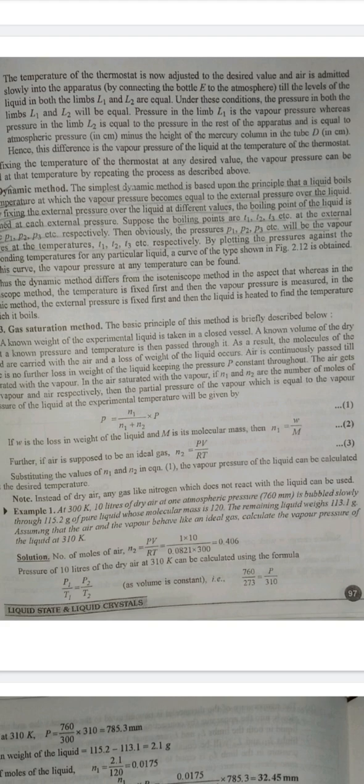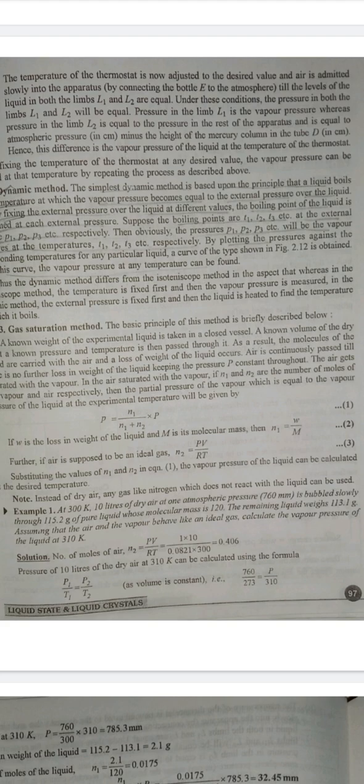The temperature of the thermostat is now adjusted to the desired value and air is admitted slowly into the apparatus by connecting the bottle E to the atmosphere till the levels of the liquids in both the limbs L1 and L2 are equal. Under these conditions, the pressure in both the limbs L1 and L2 will be equal. Pressure in the limb L1 is the vapor pressure, whereas pressure in the limb L2 is equal to the pressure in the rest of the apparatus and is equal to the atmospheric pressure in centimeters minus the height of the mercury column in the tube D in centimeters. Hence, this difference is the vapor pressure of the liquid at the temperature of the thermostat. By fixing the temperature of the thermostat at any desired value, the vapor pressure can be measured at that temperature by repeating the process as described above.